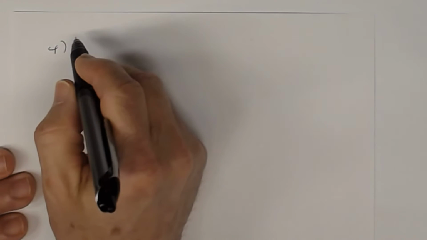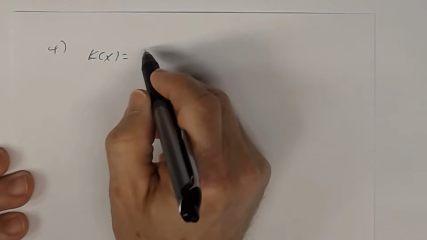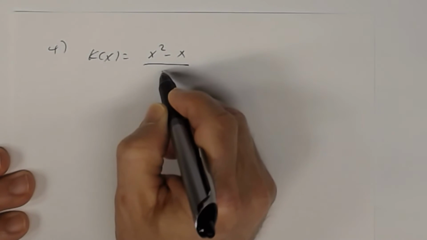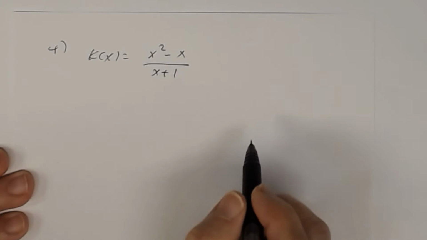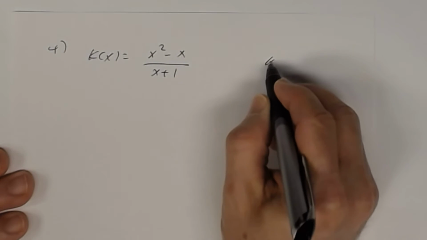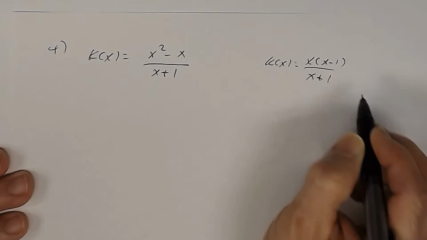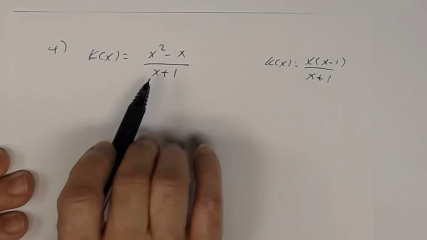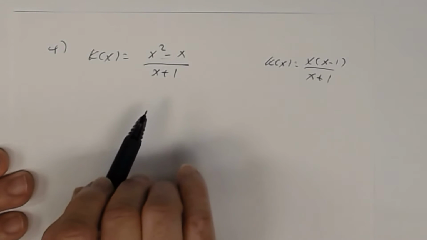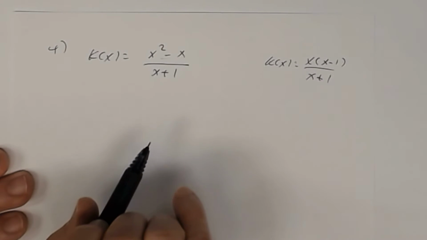All right, we have k of x is equal to x squared minus x divided by x plus 1. Notice even if I factor out an x, I get x times x minus 1 divided by x plus 1. Nothing divides out. The degree of the numerator is 2, and the degree of the denominator is 1. So I am going to have an oblique asymptote because 2 is 1 more than 1.